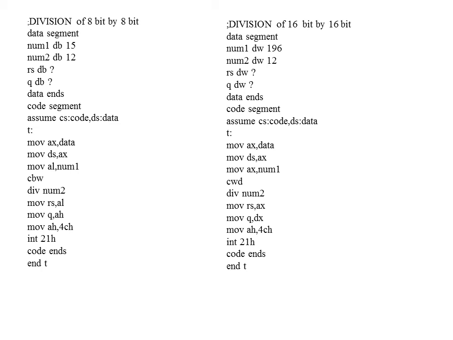Copy word to double word means what? Copy the MSB bit of the given 16-bit number in AX register into all the 16 bits of DX register, so that we get the required 16-bit number as 32-bit, and we can divide it by the other 16-bit number.